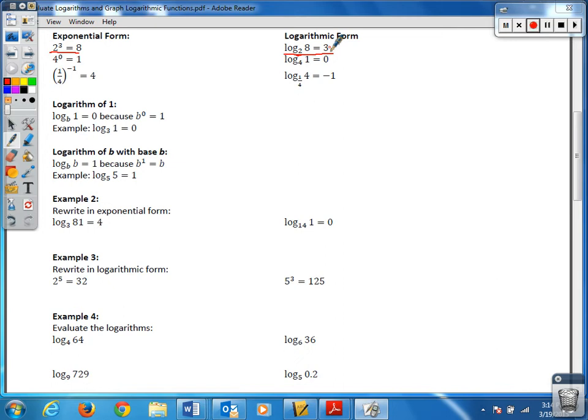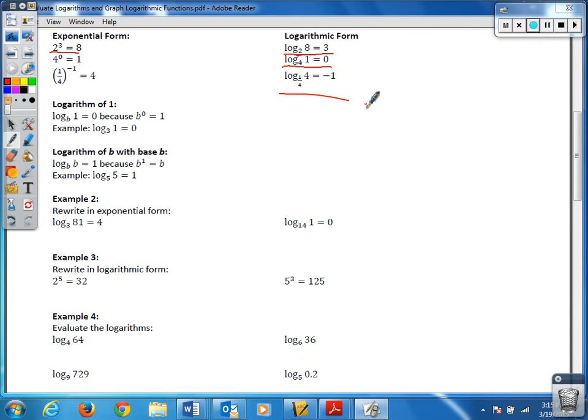Look at the second example, 4 to the 0 equals 1. We can rewrite that as this on the right here. Log base 4 of 1 equals 0. So this on the left side is asking what power do you need to raise 4 to get 0? I'm sorry, what power do you need to raise 4 to get 1? That power is 0. 1/4 to the negative 1 equals 4. So on the right side, the log base 1/4 of 4 is negative 1. Because again, negative 1 is the power that you need to raise 1/4 to get 4.